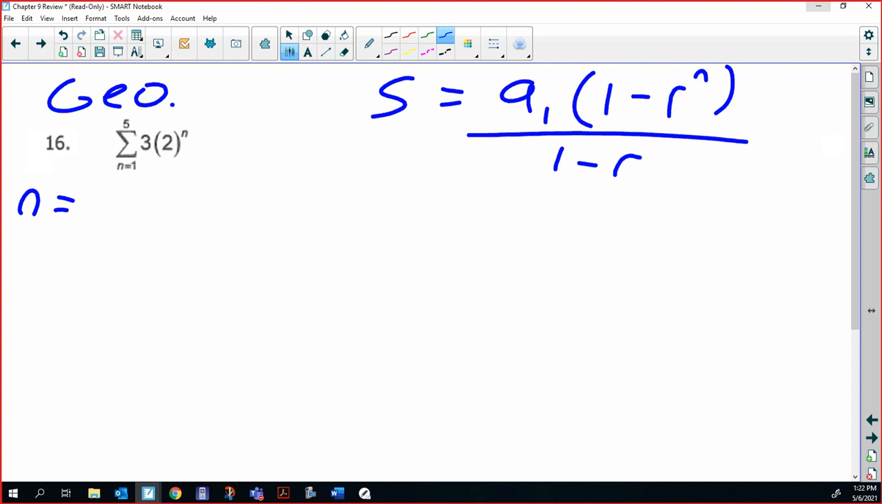And by the way, from 1 to 5, that's 5. A1 means plug in 1. When we plug in 1, we get 3 times 2 is 6. First number we get when we plug it in is 6. And then r is the number that has the exponent on it, so it's going to be 2.